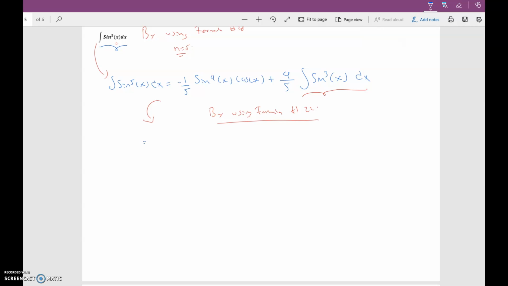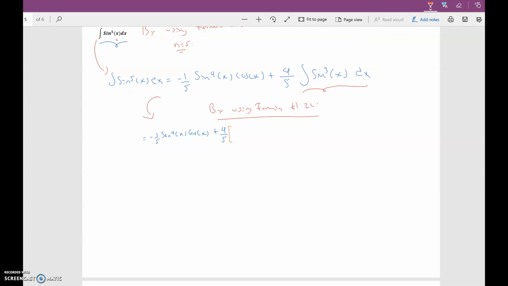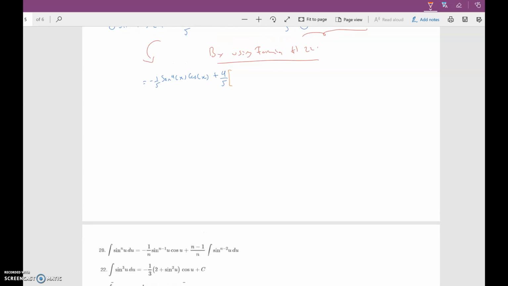So this is going to be -1/5 sine to the fourth power of x cosine of x plus 4/5, and let me just put a times, and to the third power we're going to get a -1/3, so -1/3 times the values of 2 plus sine squared, so 2 plus a sine squared of x, and then cosine of x plus your c.